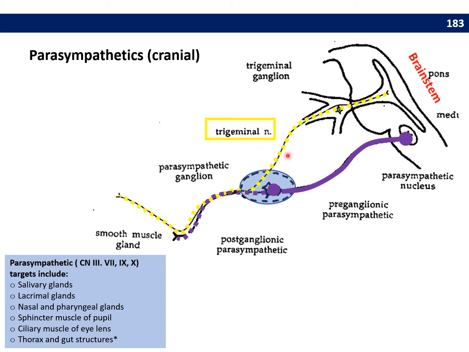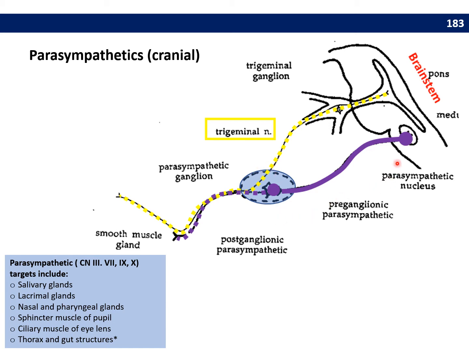Parasympathetics in the head and neck are drawn here with the trigeminal nerve. Remember that the trigeminal nerve distributes parasympathetics that originate in either cranial nerves 3, 7, 9, or 10. As you're learning it, it's easier for you to learn the trigeminal nerve first and its branches, and then layer on top of that the parasympathetics.